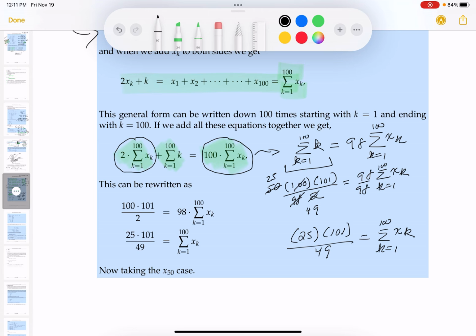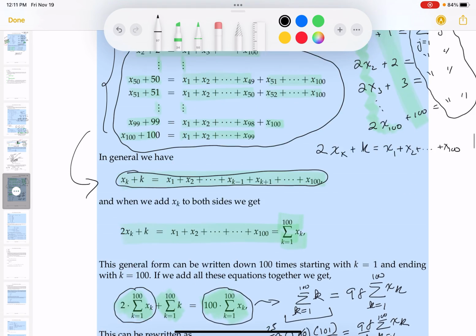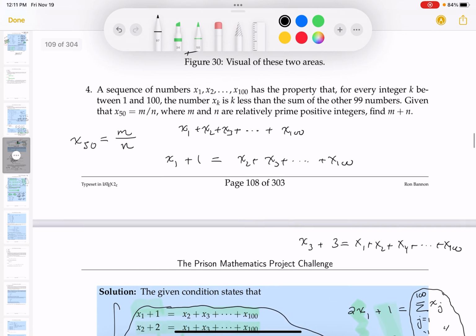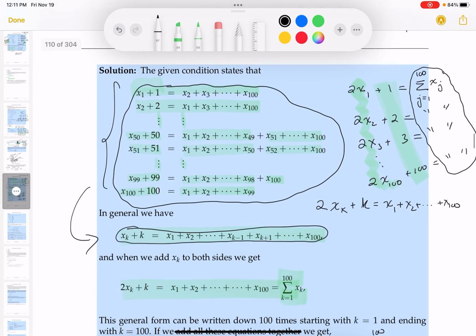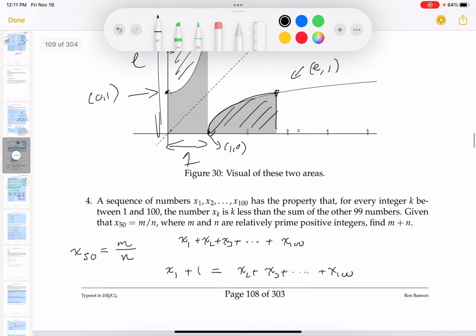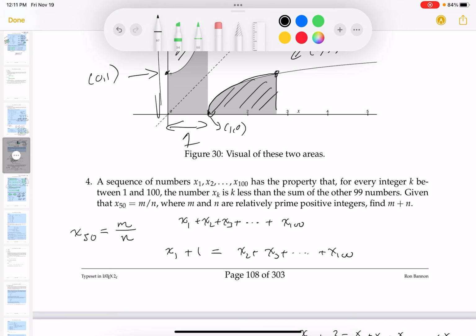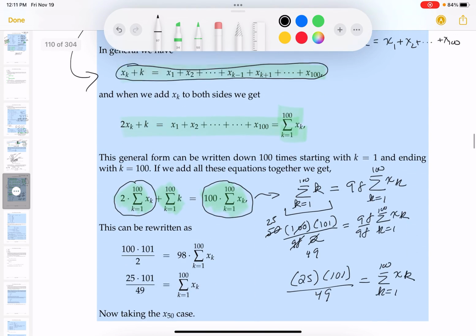All right? So let's go back and get the question, because I'm at a dead end right now. It's given that x50 equals m over n, where m and n are relatively prime positive integers. What do they want me to find, though? Oh, find m plus n. Well, that's going to be a tough one, huh?